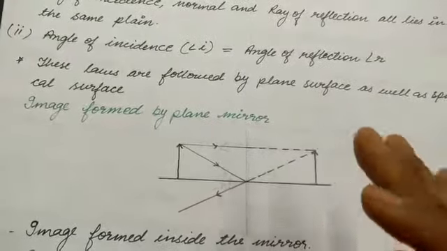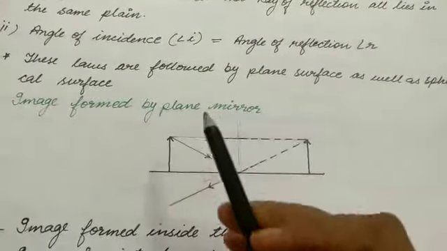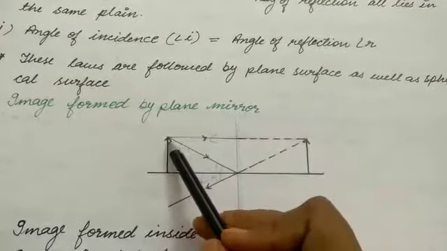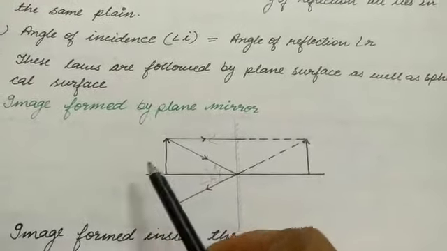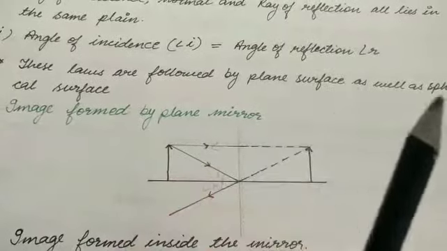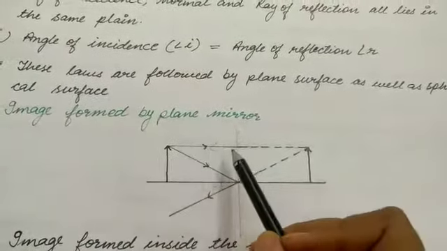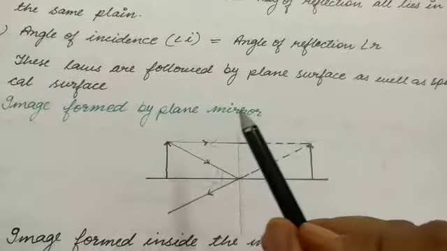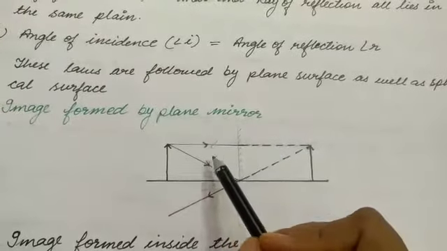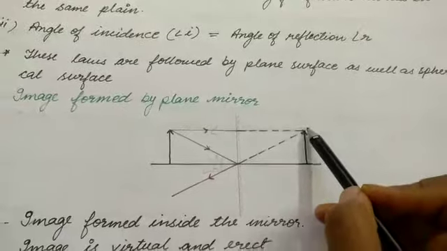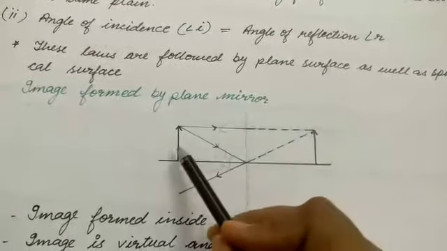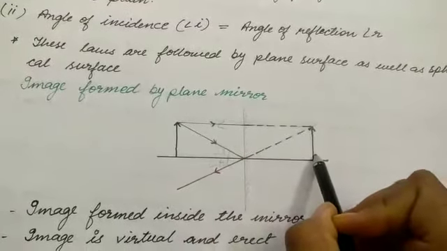One thing I want to add here is that not only two rays are emerging from the source or the object; millions of light rays are emerging at the same time from the object, but for our convenience we are taking any two of them only to show the image formation. So here the image of the object is formed in the plane mirror.